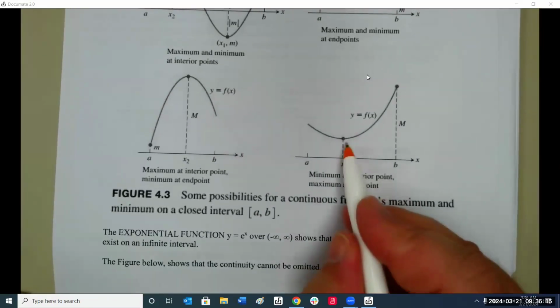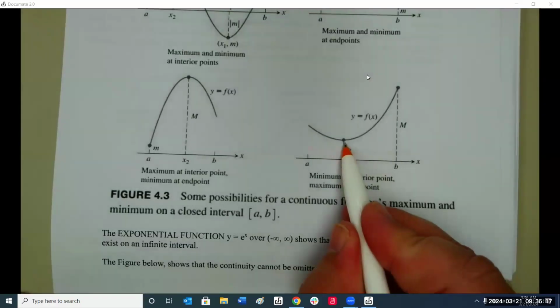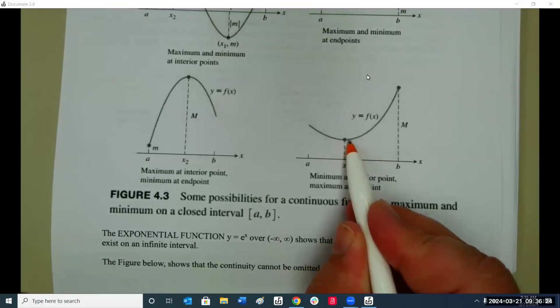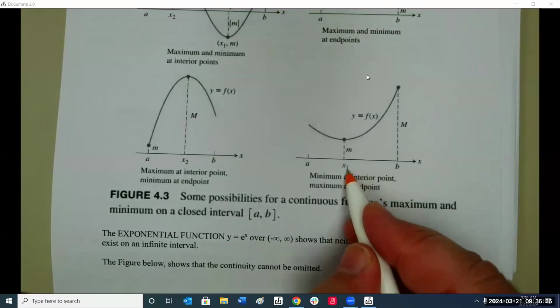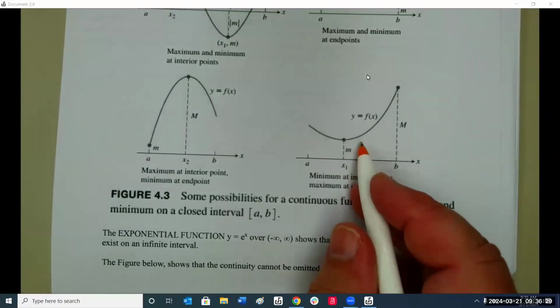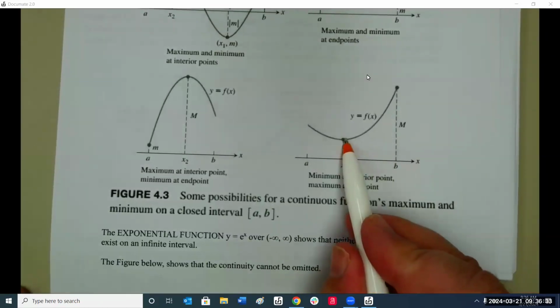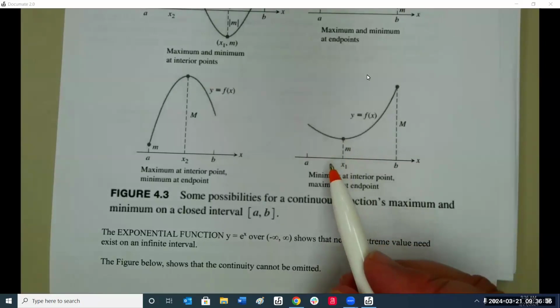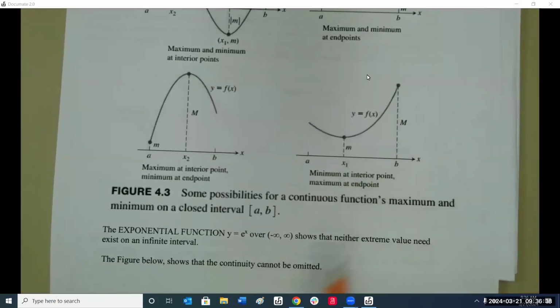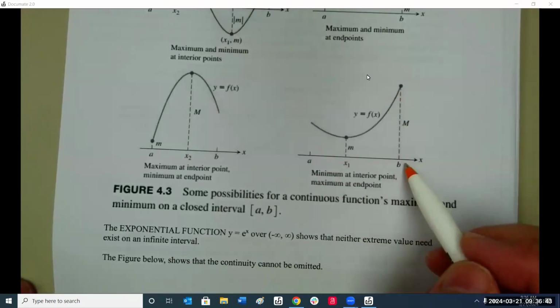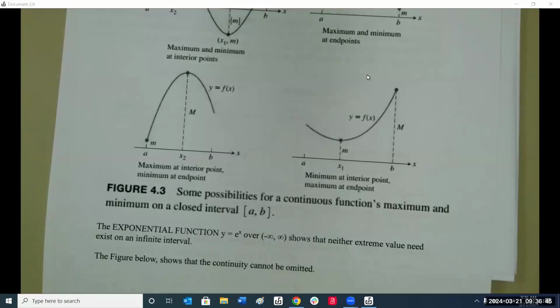So you see, how do we find these points? Set the derivative equal to 0, and that'll give us the x value. Plug it into the function, and it'll give us the y value, the location. But all we're looking for is on the y-axis: what's the highest and lowest points? And we relate it to the x value. So this is the lowest point, happens at x1. The highest point happens at b. So you see, you have to try all the interior points as well as the endpoints.